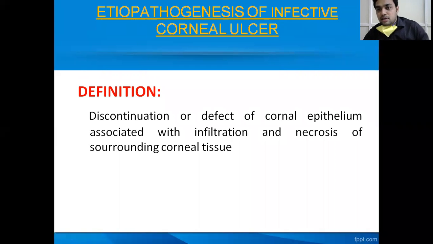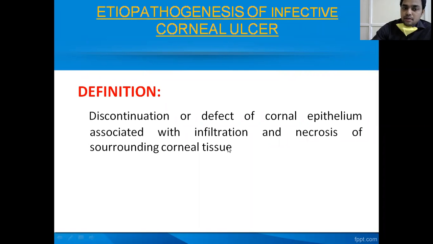So what is the definition? I already said. It is a defect or discontinuation of the corneal epithelium associated with inflammation, infiltration, and necrosis of the surrounding corneal tissue. So necrosis should be there, inflammation should be there, and there should be a corneal epithelial defect. So this is the definition of corneal ulcer.